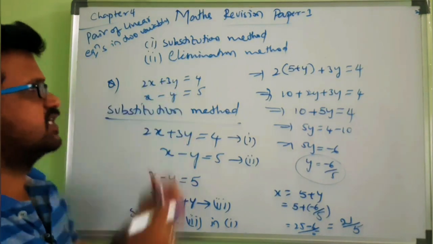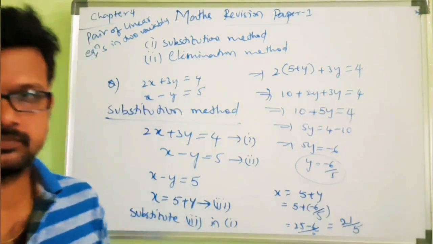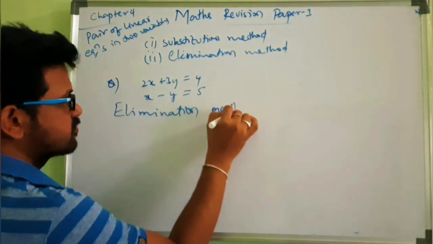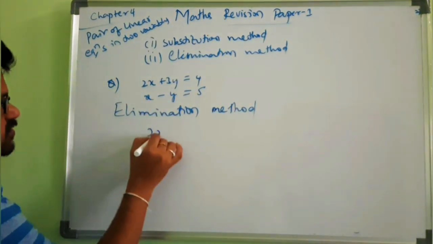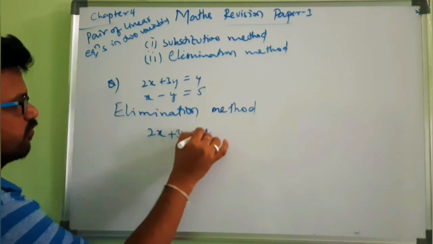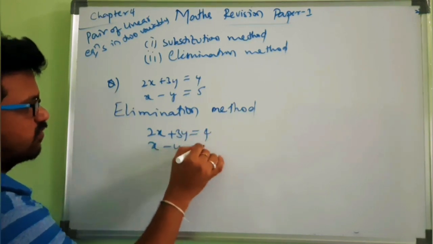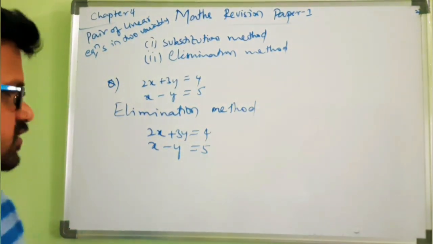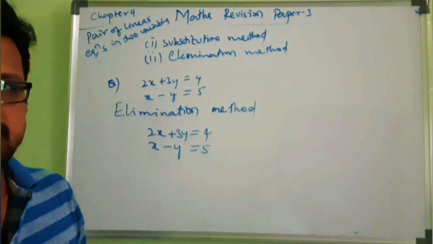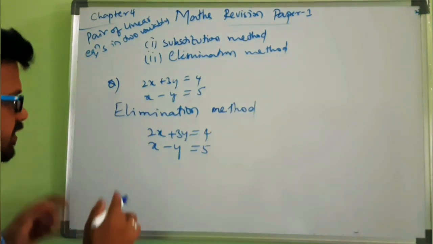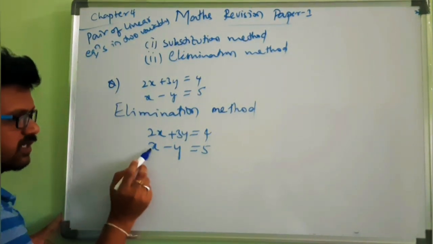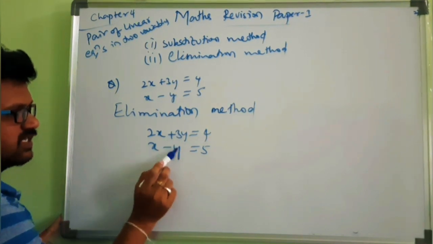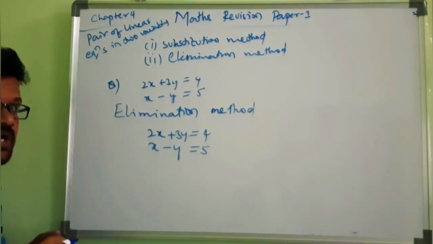So now let us use elimination method. 2x plus 3y is equal to 4, x minus y is equal to 5. In this elimination method, you have to make the x coefficients equal or the y coefficients equal. See here, if you observe, the x coefficient is 2. What about here? 1. In the first equation the y coefficient is 3, in the second equation the y coefficient is minus 1, not equal.